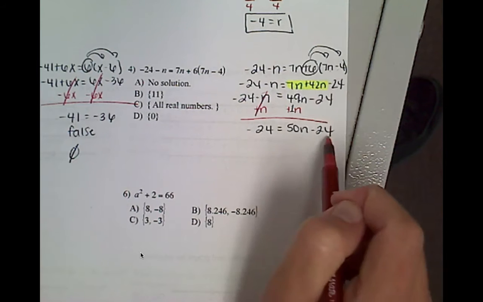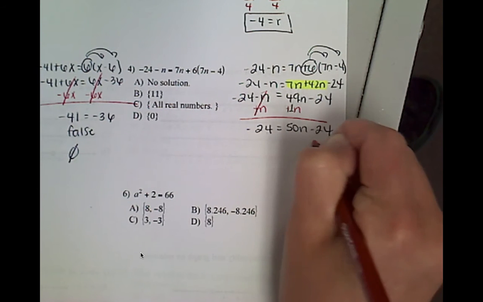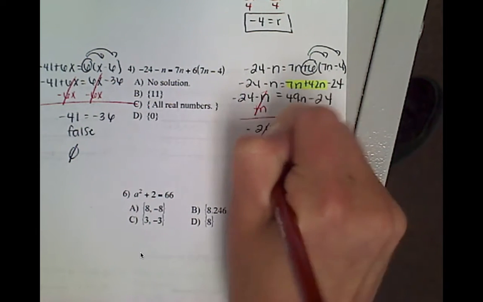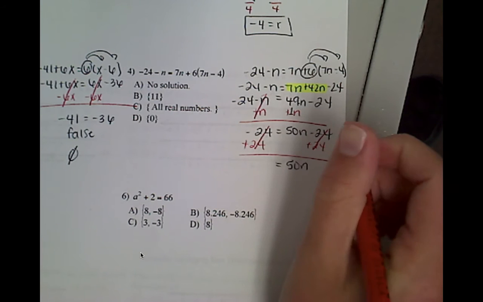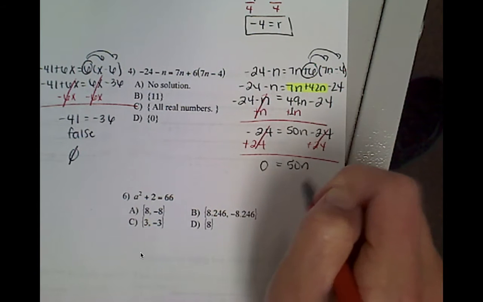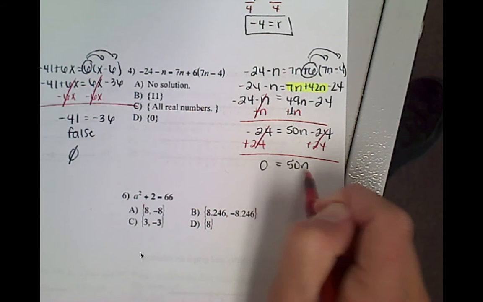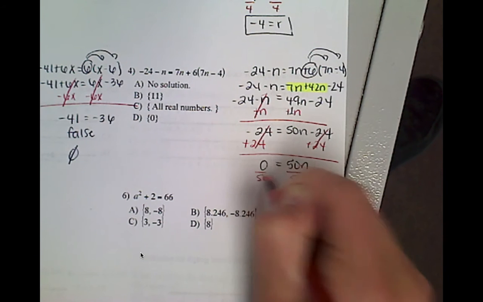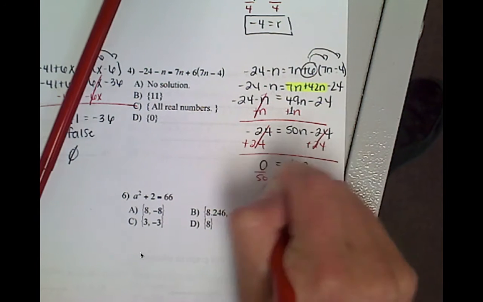Once again, I need my constants on the same side, so I need to move the negative 24 away from the n. So I'm going to do the opposite of subtracting, which is adding. These cancel, these cancel. Now, a lot of people would stop right here and say no solution. But remember, negative 24 plus 24 adds up to 0. That's an actual number. So really, we got more work to do. We need to undo this coefficient, or undo the multiplication, by dividing. And 0 divided by 50 is going to leave you with a 0, and n equals 0.